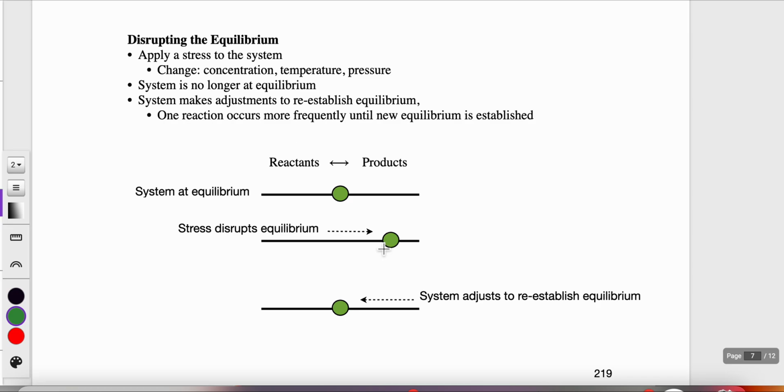And what happens is the system really wants to be at equilibrium. So the system makes adjustments to reestablish the equilibrium. So the stress pushes the system out of equilibrium. The system makes adjustments to reestablish a new equilibrium. So we can manipulate a system at equilibrium, stress it, and in the process of the system readjusting, we get the system to do some work that we want to achieve.